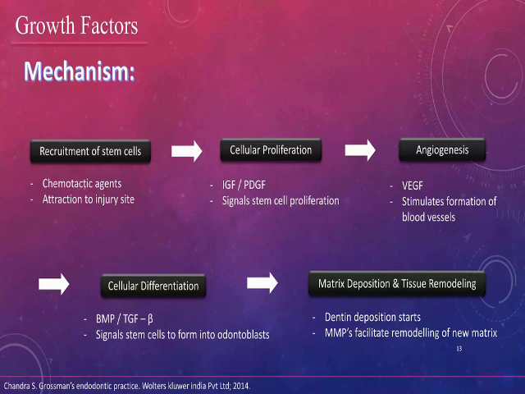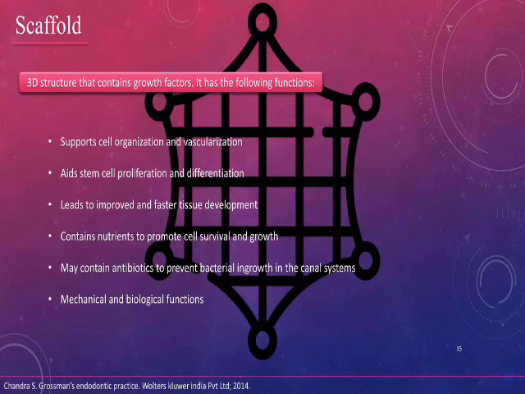Matrix deposition and tissue remodeling: dentin deposition, and MMPs facilitate remodeling of the new matrix. The third important component is the scaffold. It is a 3D structure containing the growth factors. It has the following functions: it supports cell organization and vascularization, aids stem cell proliferation and differentiation, and leads to improved and faster tissue development. It contains nutrients to promote cell survival and growth. It may also contain antibiotics to prevent bacterial ingrowth into the canal, along with mechanical and biological functions.